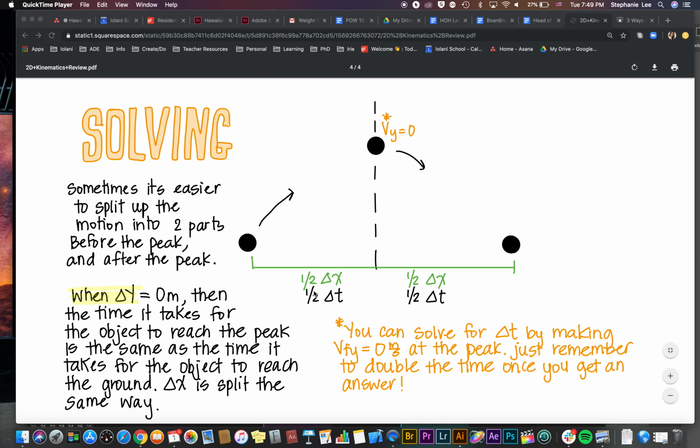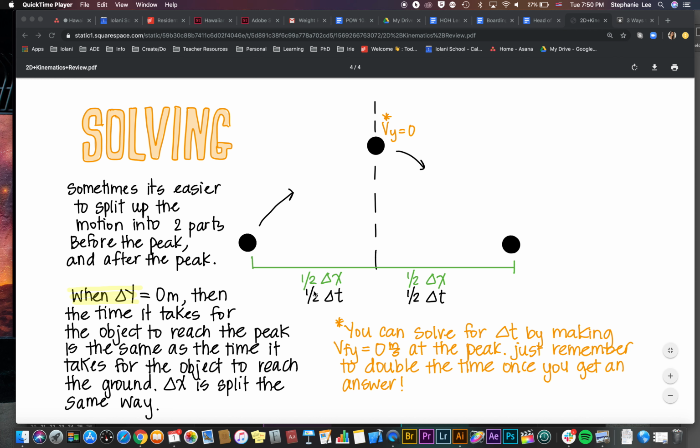The second step is to resolve any vectors that you see that are at an angle. So if an object is fired at 37 degrees with an initial velocity of 10, the second step, after you've drawn your picture, is to resolve that 10 meter per second vector into its horizontal and vertical components. Once you've broken apart any vectors into their components, your third step is to make your x and y table.